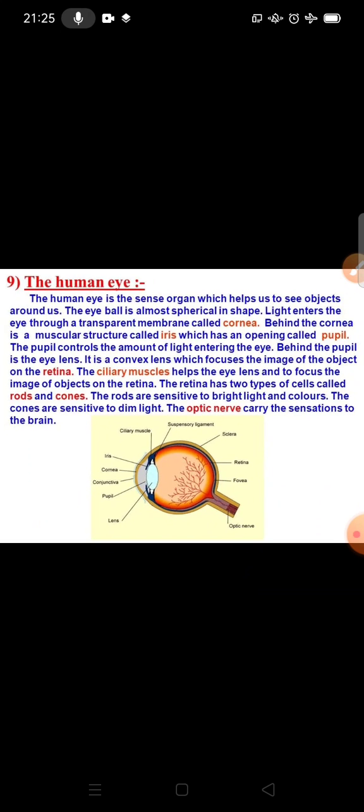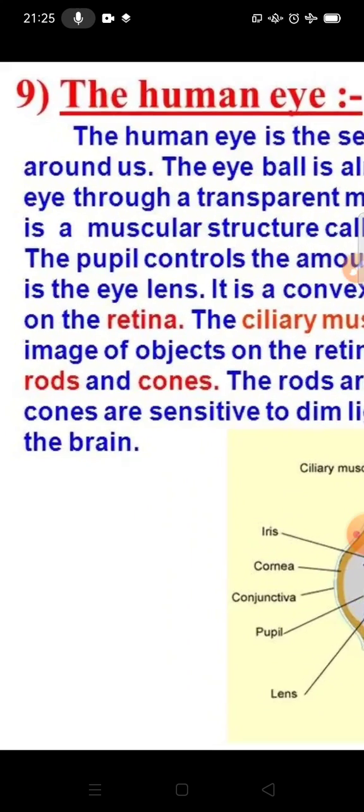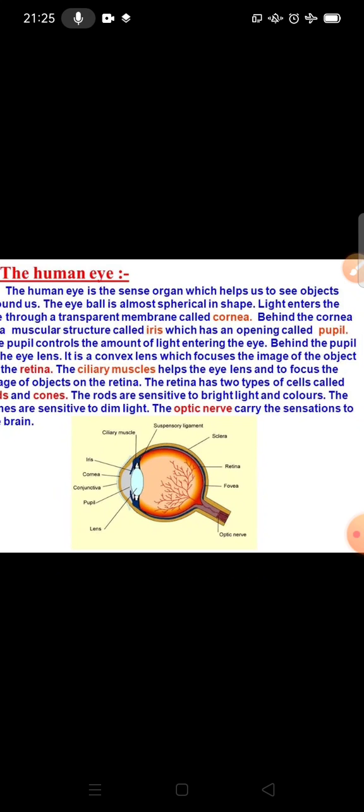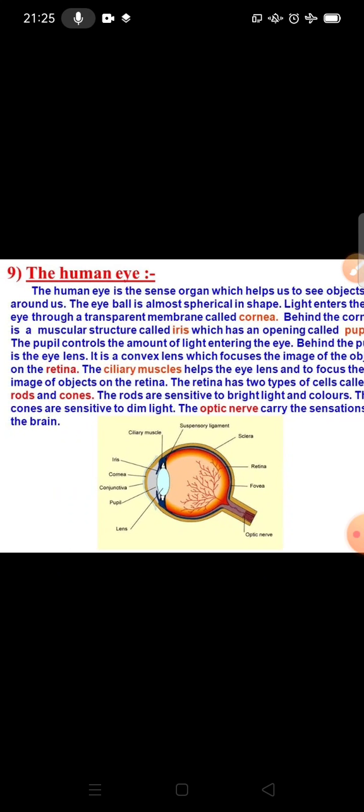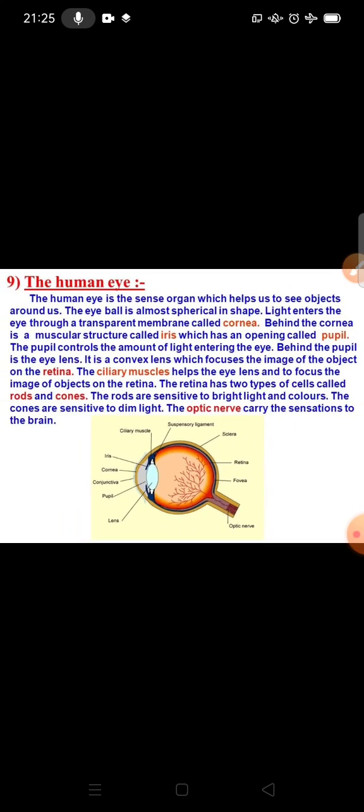Behind the pupil there is an eye lens. It is a convex lens which focuses the image of the object on the retina, and the ciliary muscles help the eye lens to focus the image of the object on the retina. The retina has two types of cells called rods and cones. The rods are sensitive to bright light, and cones are sensitive to dim light and colors, and the optic nerve carries the sensation to the brain.